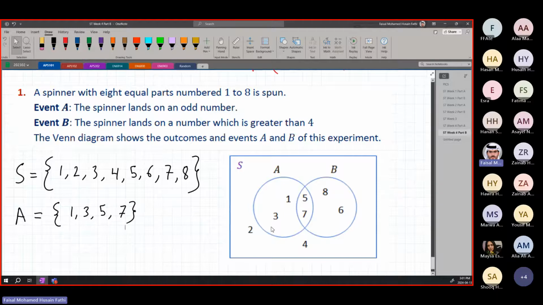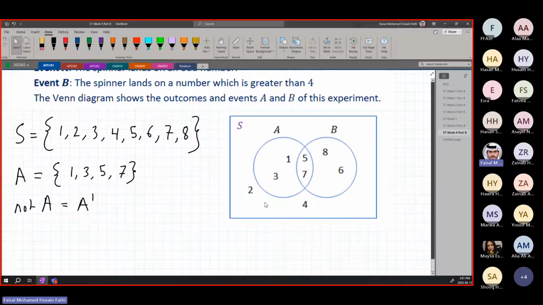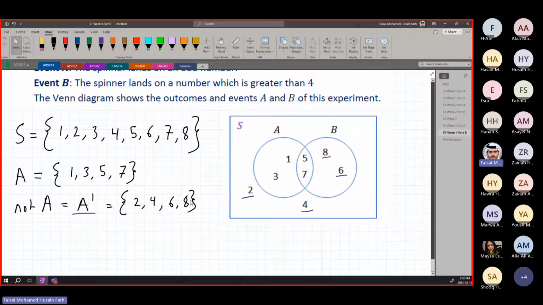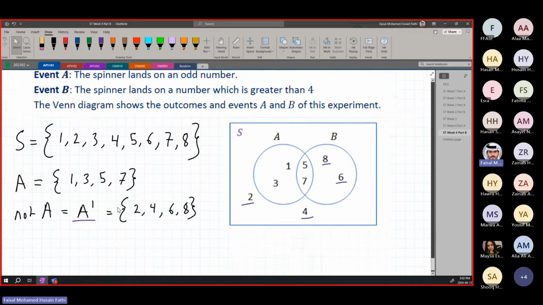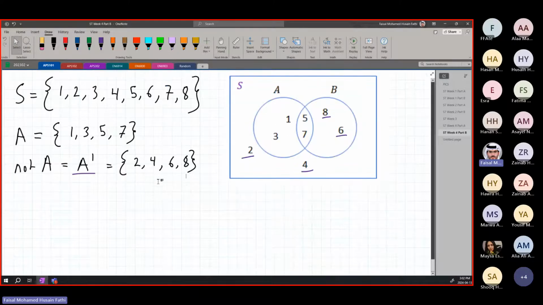That is event A. What is event not A, or this can be written as A naught? Remember, not A is everything outside the circle of A. So for the case of not A, we are going to be looking at all the numbers that are outside the circle. So the 8, the 6, the 4, and the 2. These are all not A. So it's equal to 2, 4, 6, and 8. And it makes sense. Why? Because A is odd numbers. Not A are going to be all the even numbers. So not odd is even. Okay? So this is how it is.